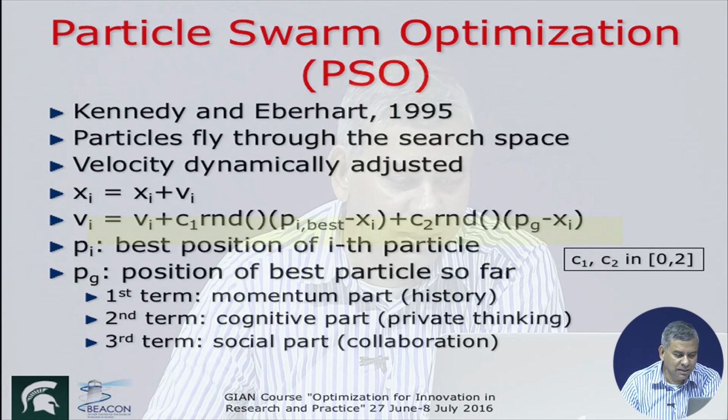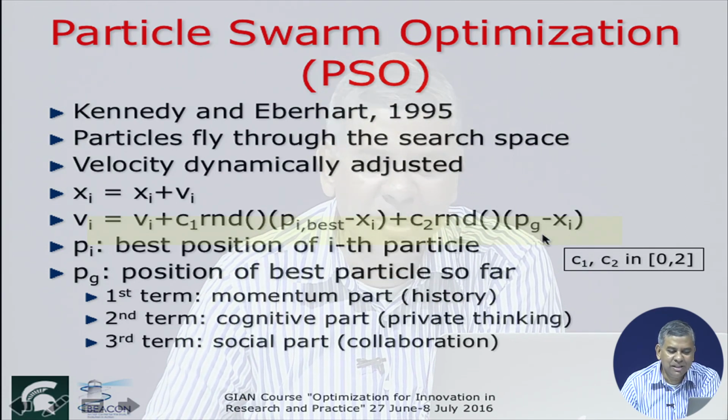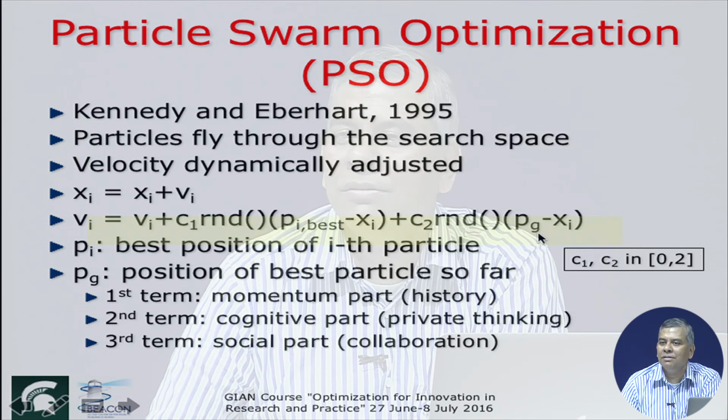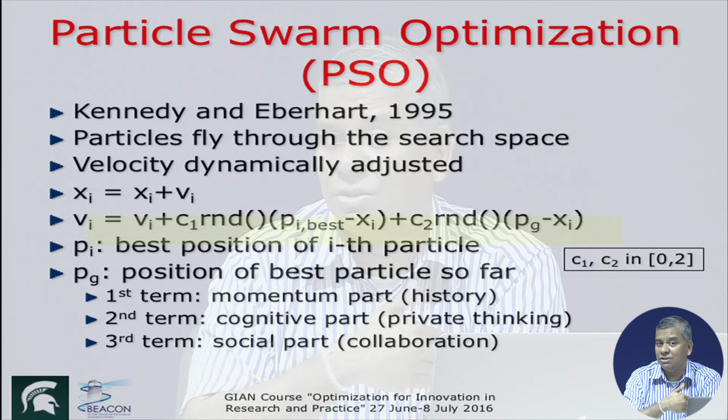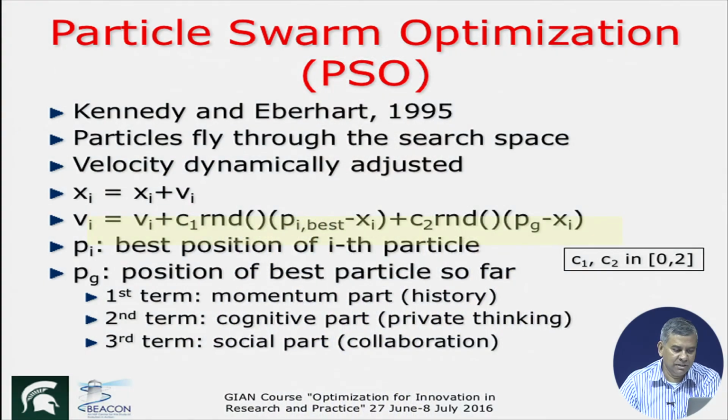But here I see PI best, I see PG. These are not fixed members, right? As you move from the 10th to the 11th iteration, your PG and PI best may have changed. So it's also evolving. There are so many of them involved, three of them, xi, PI best, PG, and also xi's previous location. So there are four of them involved. So it's not mutation, it's more of a recombination of those points.